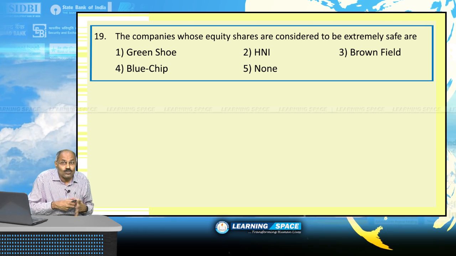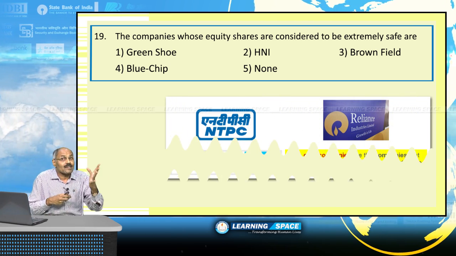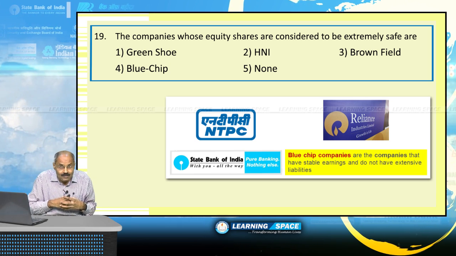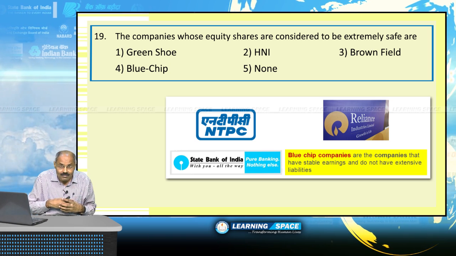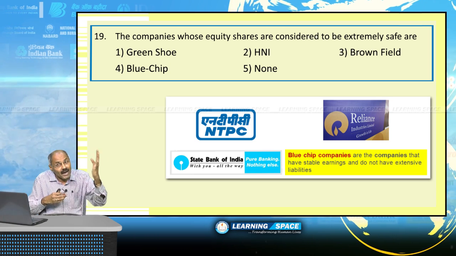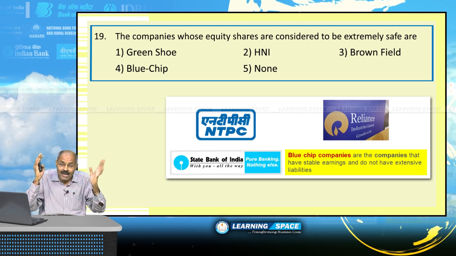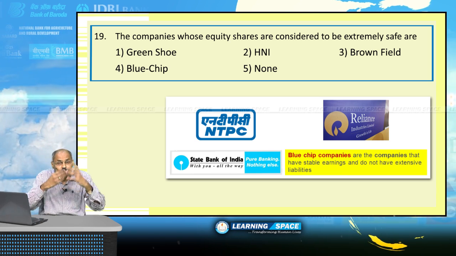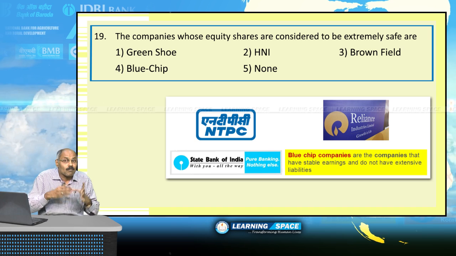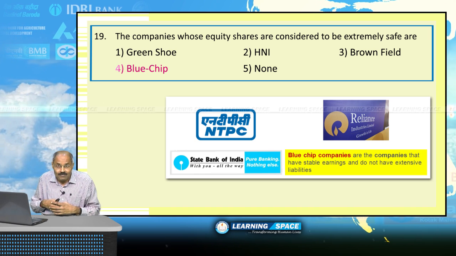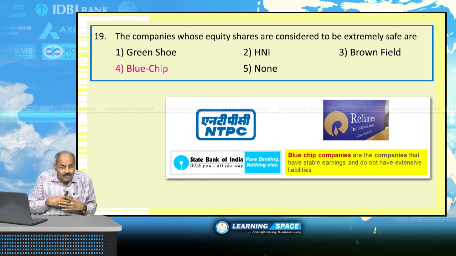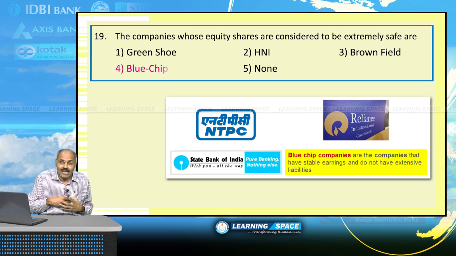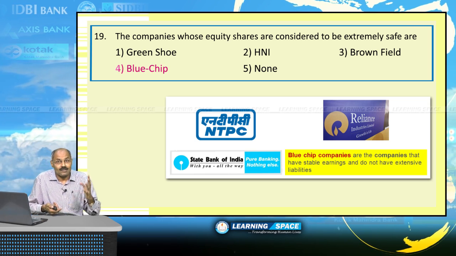The companies whose equity shares are considered to be extremely safe. The companies which have stable earnings, not many liabilities. They have stable earnings. In spite of the economic downturn, they maintain their supremacy. They maintain their balance sheets in a nice way. They get profits. These type of companies are called blue chip companies, please don't forget. Blue chip companies are the companies which maintain profits in spite of difficult circumstances. Look into the next one.